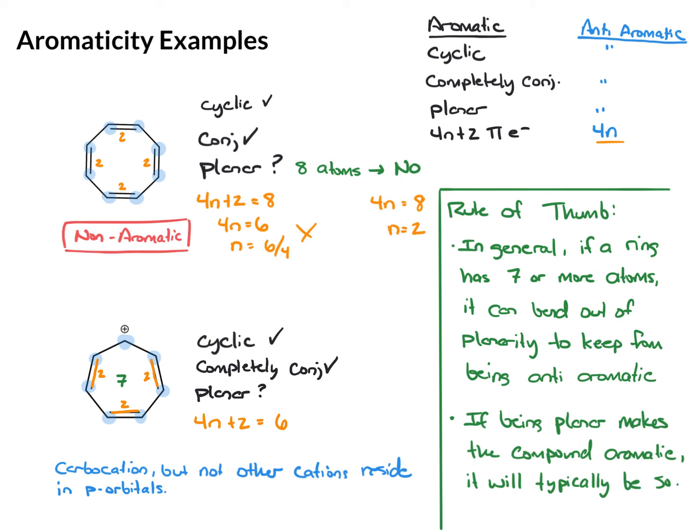Solve this for n. n equals 1. It does meet Huckel's rule. So all the criteria for aromaticity are going to be met, except we don't know about the planarity. Well, if everything else is pointing toward the molecule being aromatic, it will go into planarity. It will be planar so that it can be aromatic. So is it planar? Yes. So we're going to say this molecule is aromatic.